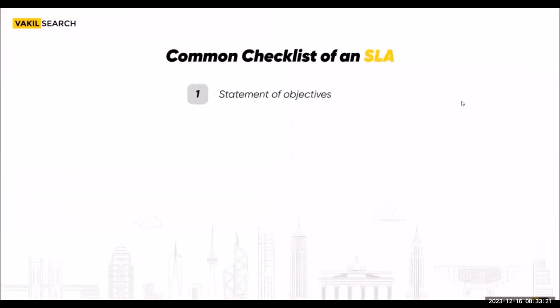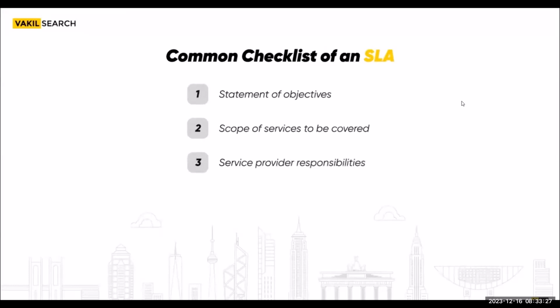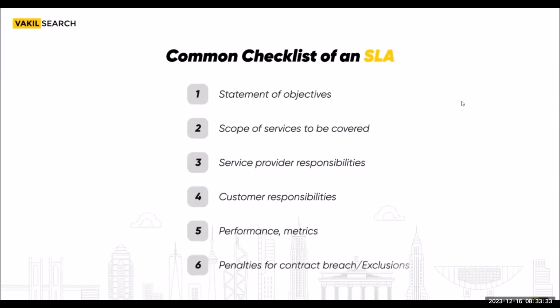Common checklist of SLAs. First, statement of objectives. Second, scope of service to be covered. Third, service provider responsibilities. Fourth, customer responsibilities. Fifth, performance and metrics. Sixth, penalties of contract breach or exclusions.